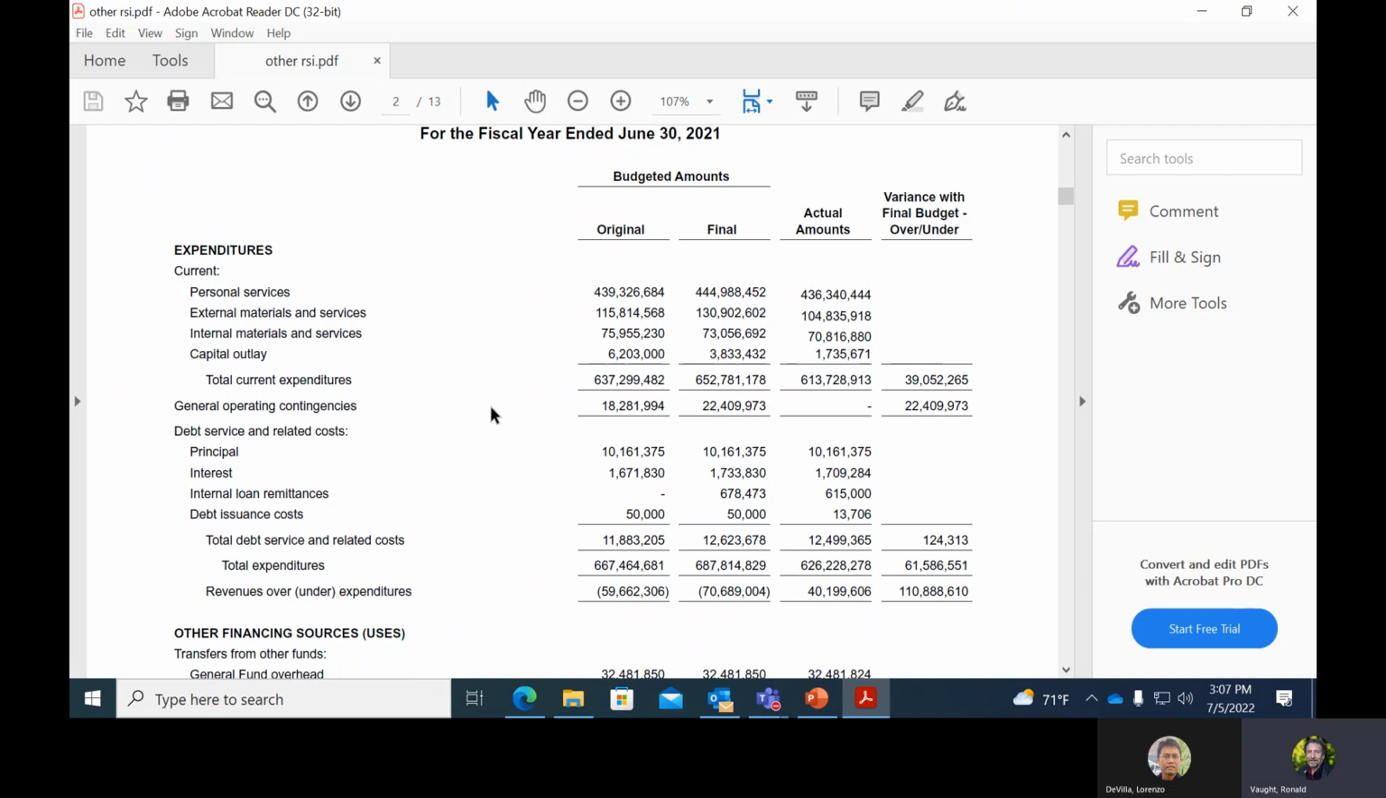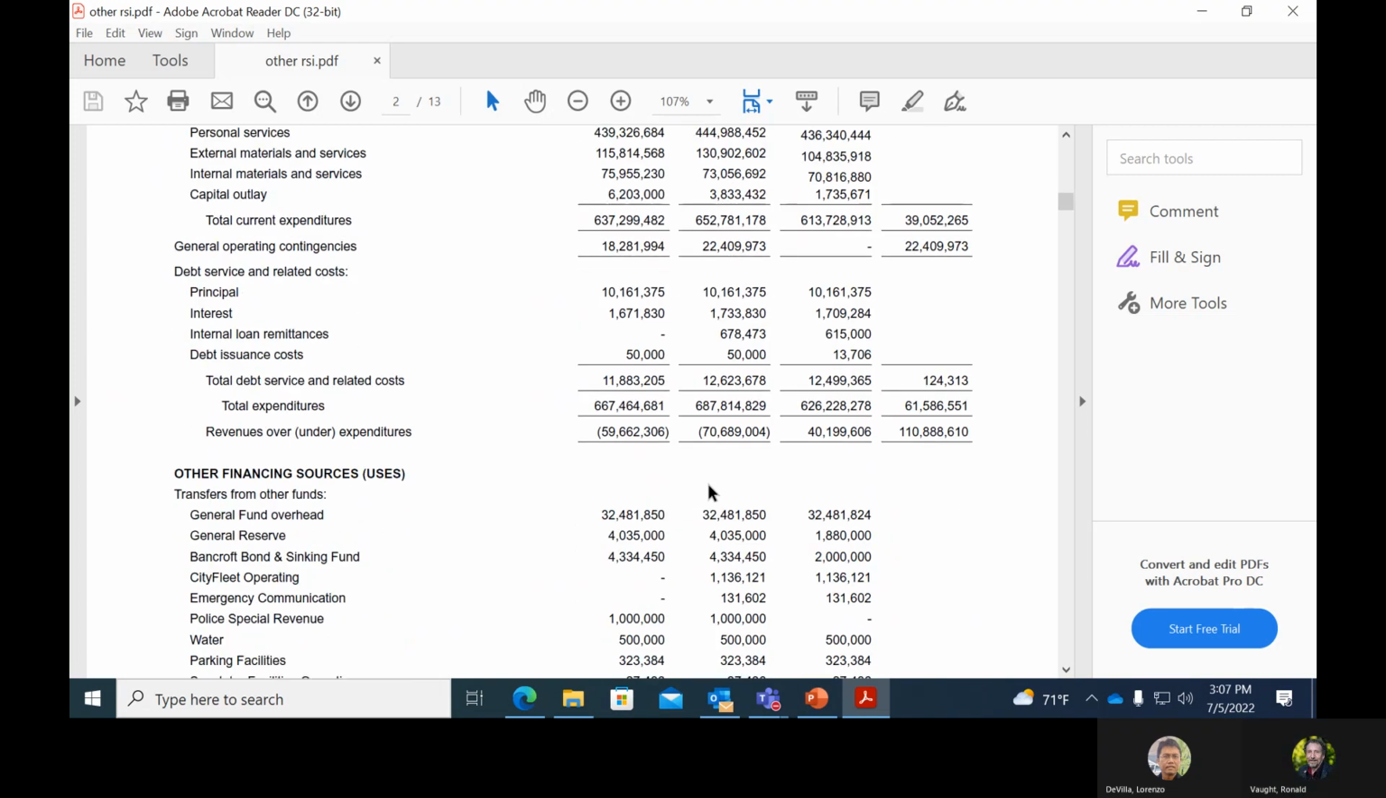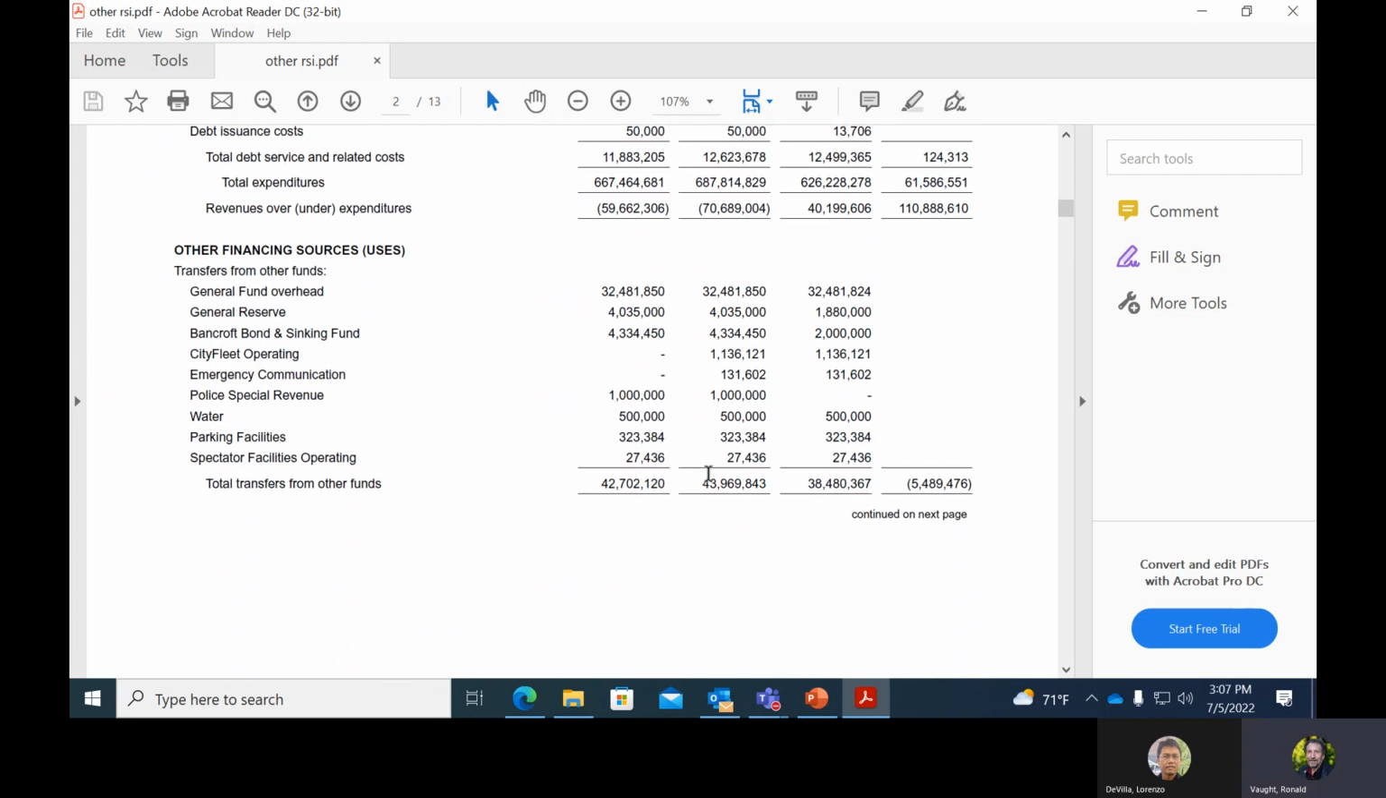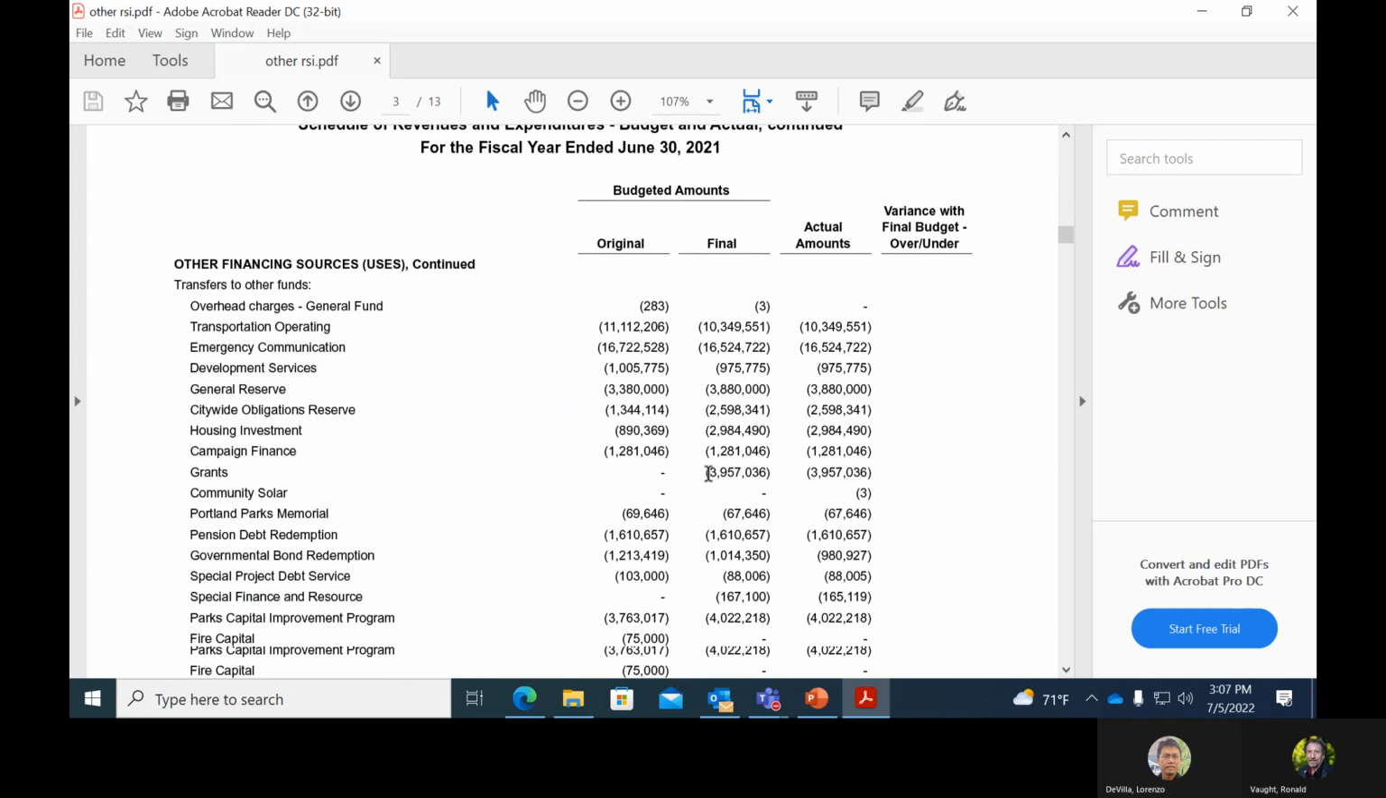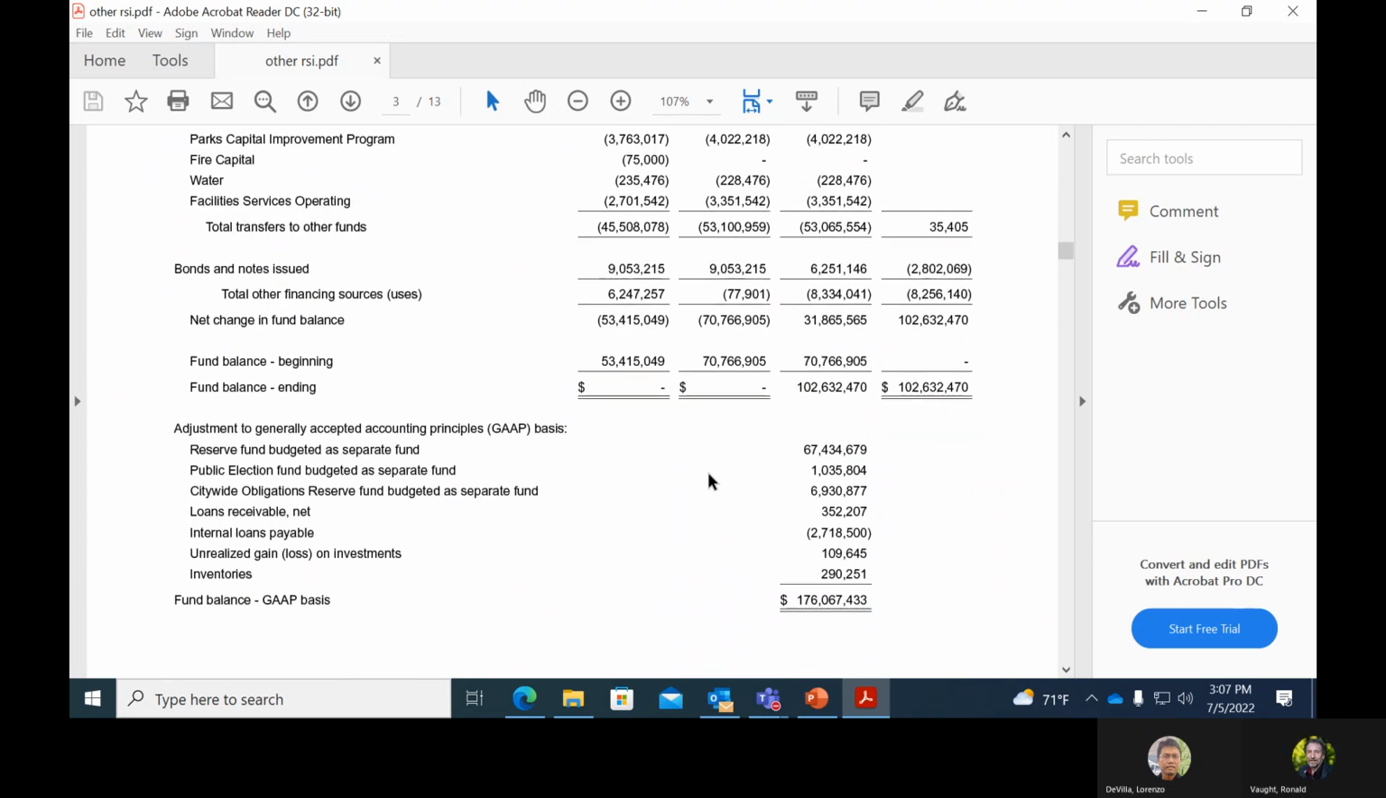And then the contingencies. And this always has to be zero, because you can't actually charge to a contingency. If you wanted to use it, you have to do a budgetary adjustment and move it from contingency to wherever it is you actually want to spend it. Then we have our transfers. And then we come to a budgetary fund balance, and then we show how we get from the budgetary fund balance to the GAAP fund balance.